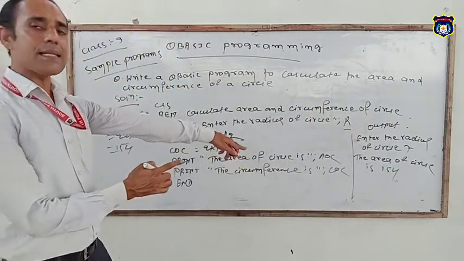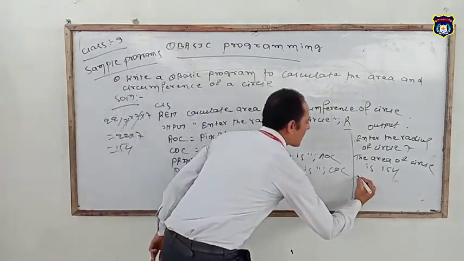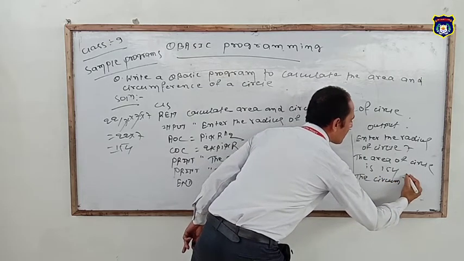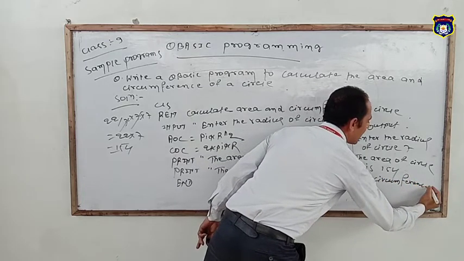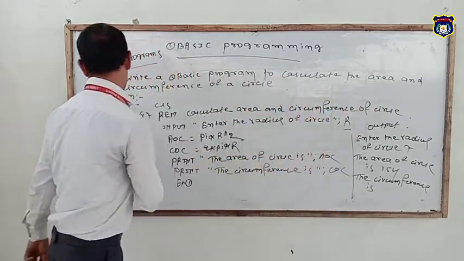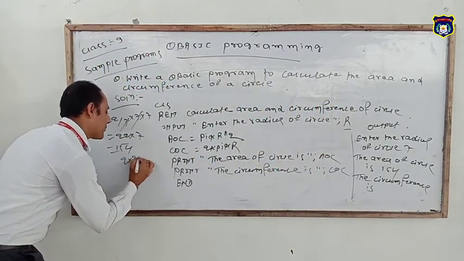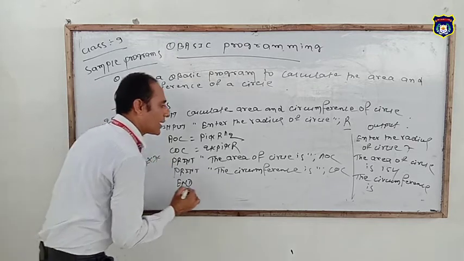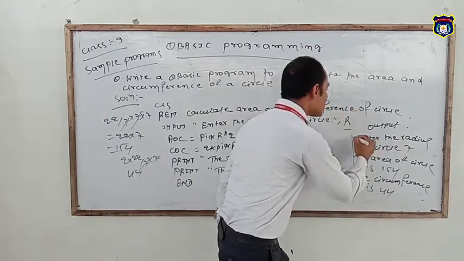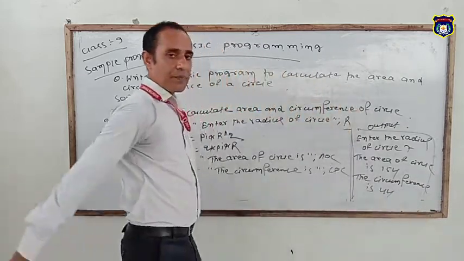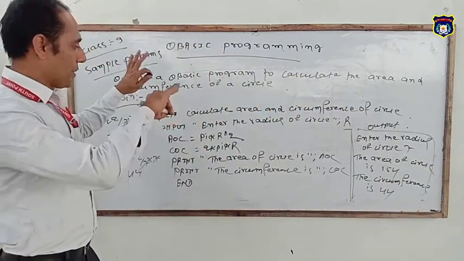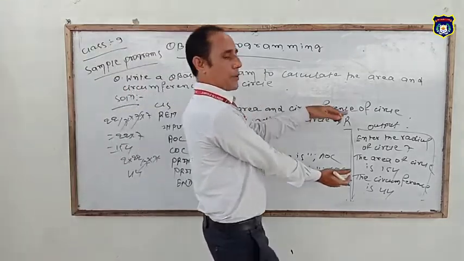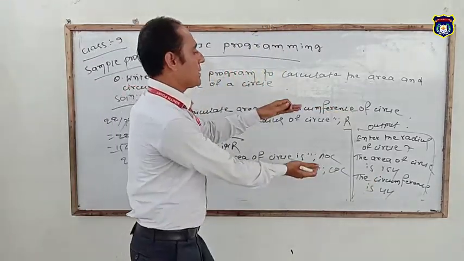Similarly, the circumference: how much is it? 2 pi R, that means 2 into 22 by 7 into 7, equal to 44. So this is the output of the program. If we are asked how it will display, then this is the coding, this is the program, and this is the output. When you write this code, it will display the output.